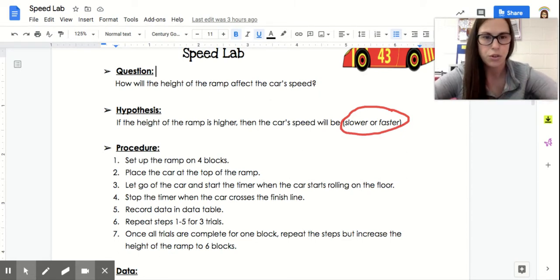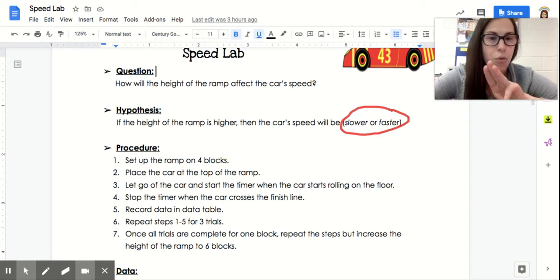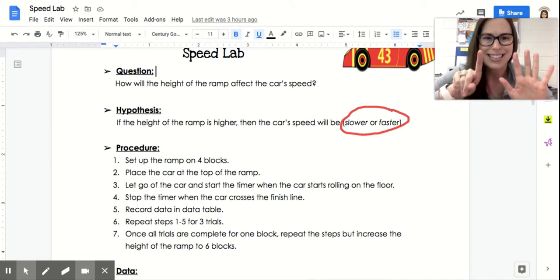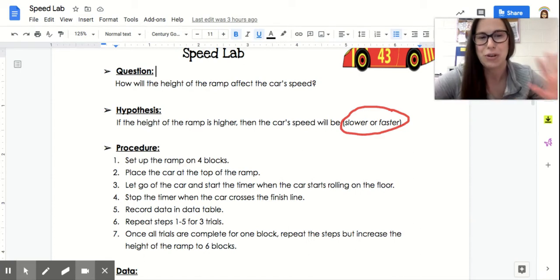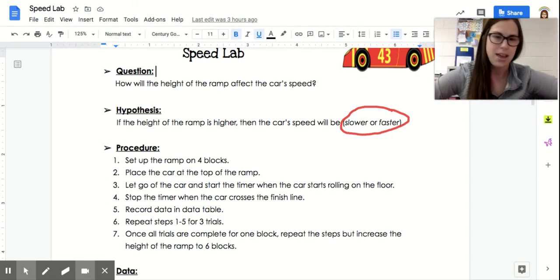So remember when we did the scooter race, each person who was on the scooter got to go twice. They had their first trial and their second trial. You're going to do 3 trials and you're going to write down all of the times for those. Once you've done that for the 4 blocks, you then need to increase the height of the ramp to, that's not 6, to 6 blocks. Okay, so we have 4 blocks, then we're going to add 2 more. You need to then do the same thing you did before, 3 trials for it also.